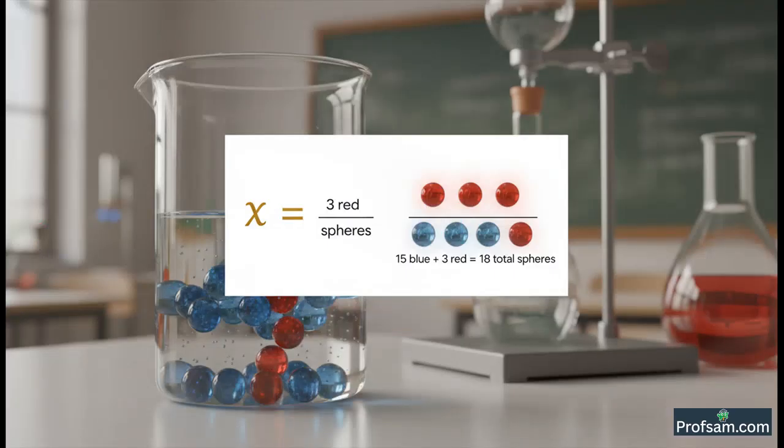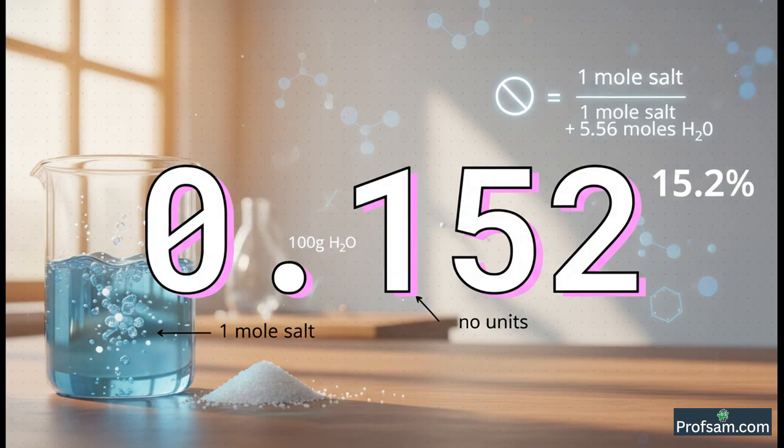Okay, let's look through our third lens, which is mole fraction. Conceptually, this is the simplest of all. It is just a ratio of the moles of one component, in our case the salt, to the total moles of everything present in the solution. So, we have 1 mole of salt. We also need to find the moles of water. 100 grams of water is about 5.56 moles.